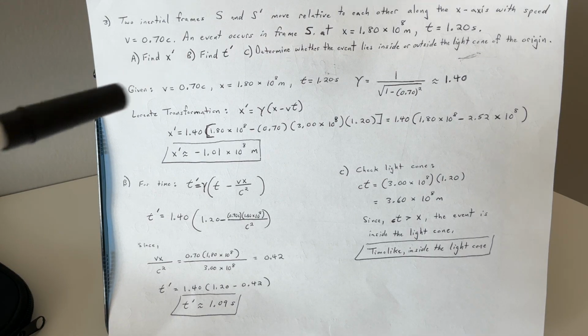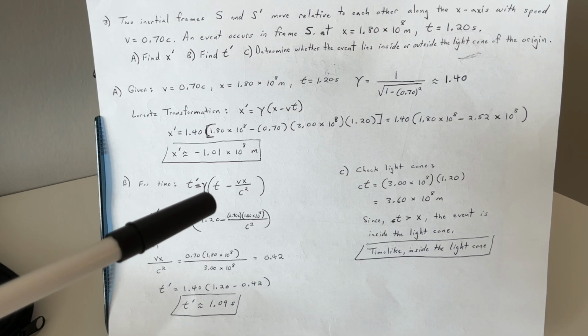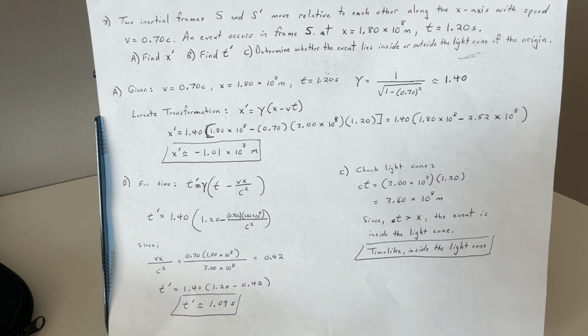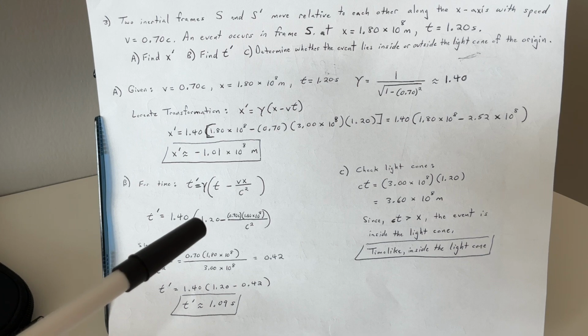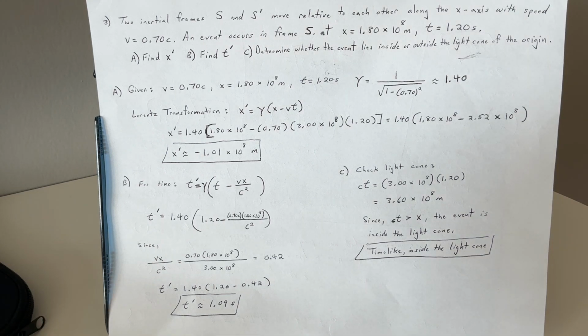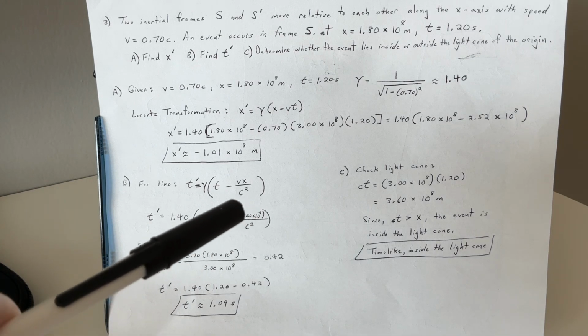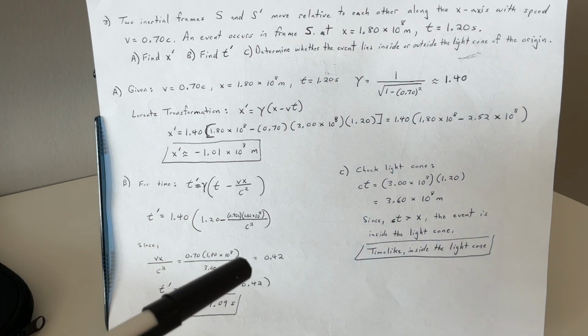Part B, we want to find t prime for time. t prime equals the Lorentz factor times the quantity t minus vx over c squared. t prime equals 1.40 times, just substituting, 1.20 minus, for v, 0.70 c times, for x, 1.80 times 10 to the 8th, divided by c squared.